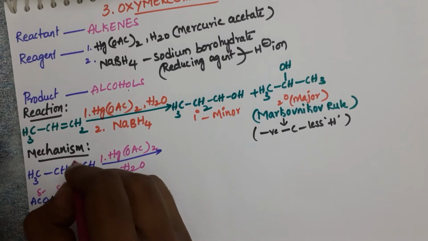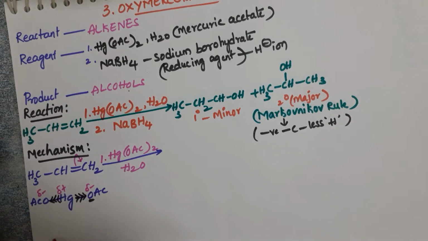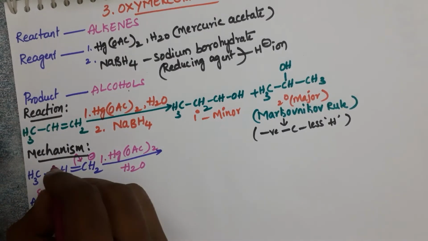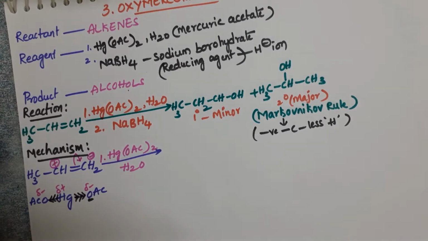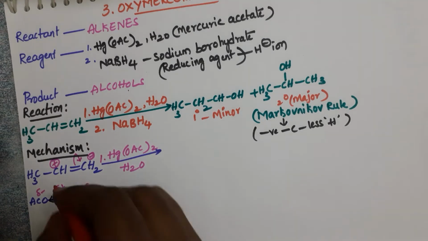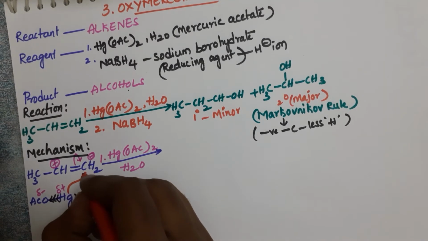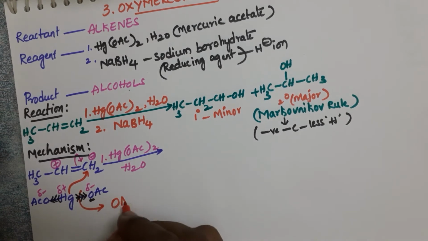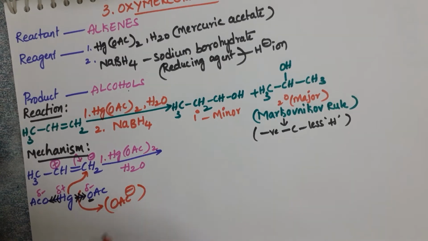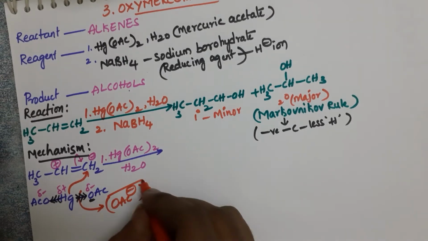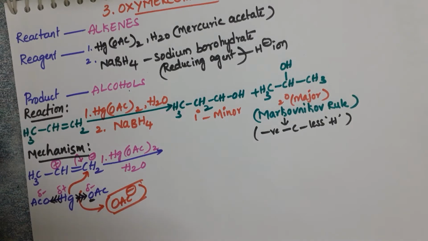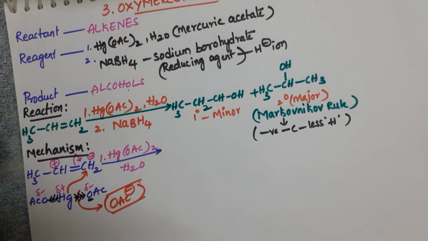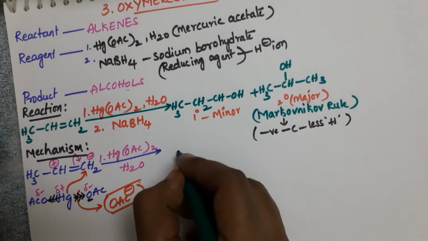Here the pi electrons of the alkene shift like this. This carbon gets a negative charge and this carbon gets a positive charge. To the negatively charged carbon, the positively charged mercury is going to attack, and OAc leaves as OAc minus. At the end of the reaction, this also participates in the reaction.